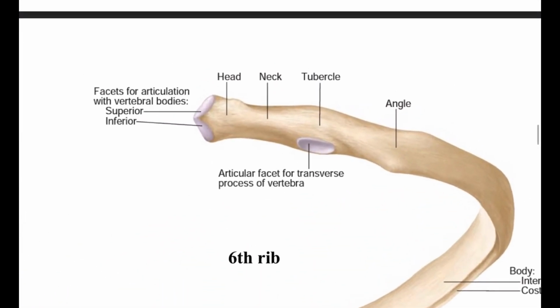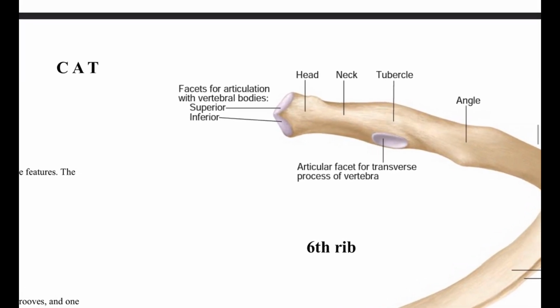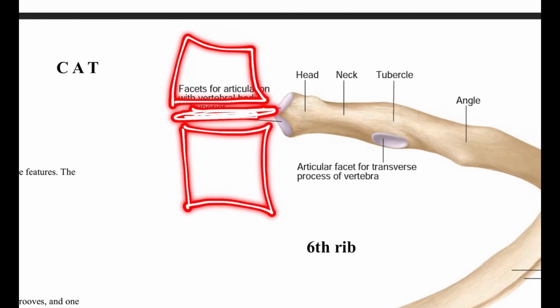So the head has 2 articular surfaces, 1, 2. They are divided into 2 parts by a ridge. So the head articulates with the intervertebral disc. You can see this is the intervertebral disc. Above are located the vertebral bodies. So they articulate with the intervertebral disc and the edge of the adjacent ribs.